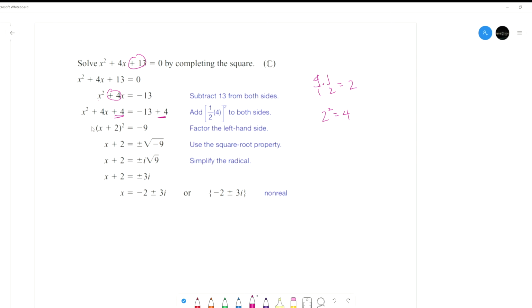Now, as you can see, when we square root both sides here, we get the square root of negative 9, which is the square root of 9 times the square root of negative 1. That's why we get 3i. So x plus 2 is equal to plus or minus 3i, which is right down here. Lastly, we subtract 2, and we get x is equal to negative 2 plus or minus 3i. Two solutions, and this is in our standard form, a plus or minus bi.